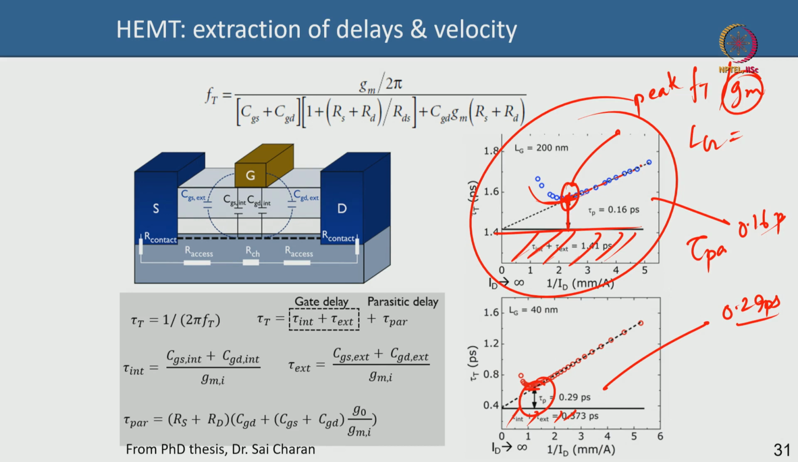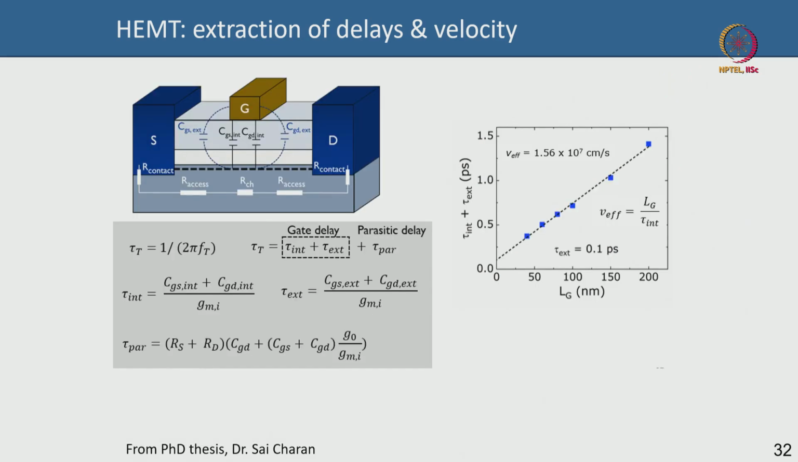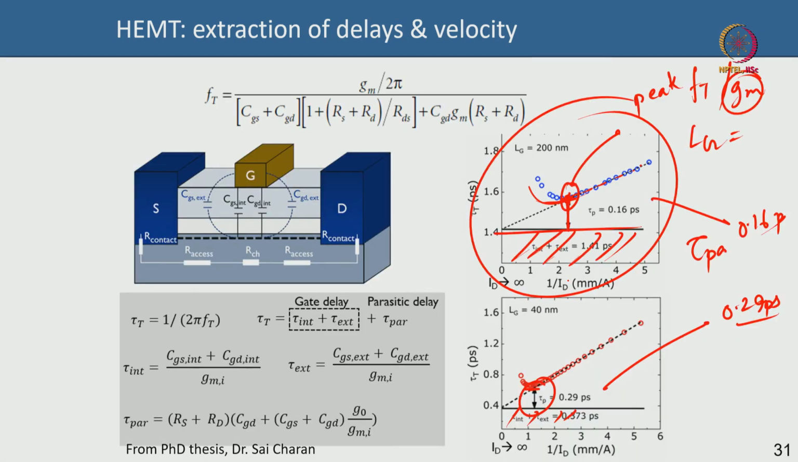For each point you have to extract the cutoff frequency, which is also not trivial. You have to de-embed the parasitics, you look at S parameters, many things are there. We will go to the S parameters towards the end of this course, but once you do that for different gate lengths you are able to do this. So this is 0.16 picosecond for 200 nanometer gate length, this is 0.29 picosecond for 40 nanometer gate length.